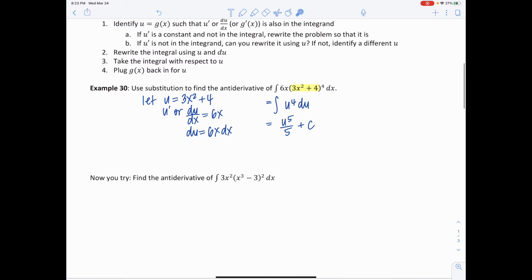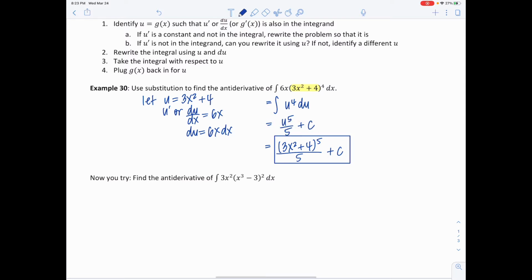So I took the integral with respect to u, and now I'm just going to plug g of x back in for u. So replace u with 3x squared plus 4, all over 5 plus c. This is my antiderivative.